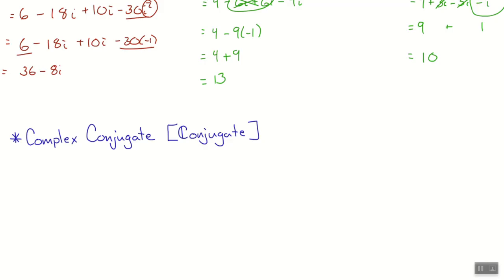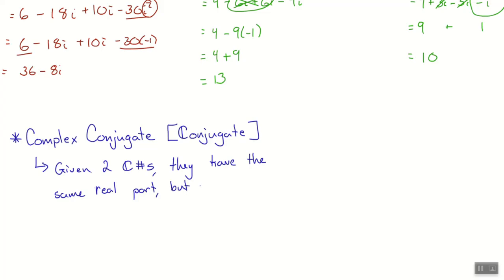Now, we're going to use these for division, but a quick, easy way to define the complex conjugate is simply: given two complex numbers, so you have to have two of them, Angel, they have the same real part but opposite imaginary parts.